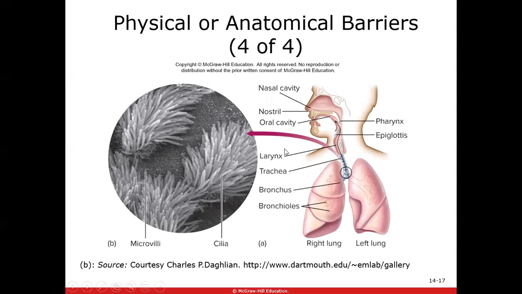So this describes it a little bit closer. It shows the nasal cavity has mucus on it, the nostril, the oral cavity, there's mucus, the pharynx, the epiglottis. You have a lot of mucus in all of these different areas.